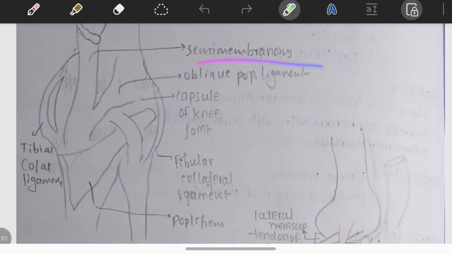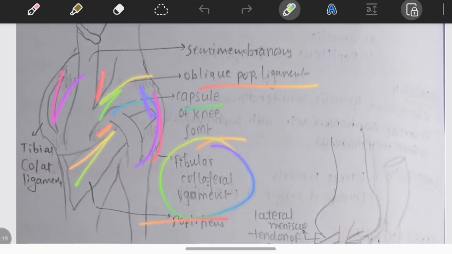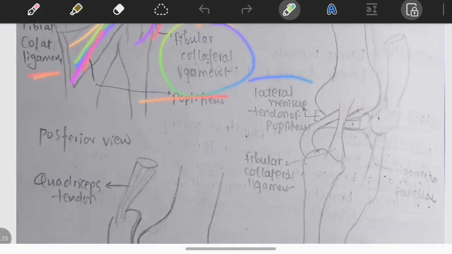Let's see the ligaments. It is the semimembranosus tendon. It is the oblique popliteal ligament. It is the capsule of the knee joint. This is the capsule, and the fibular collateral ligament is present. It is the popliteus tendon, and the tibial collateral ligament is here. In this diagram, the lateral meniscus and the tendon are here, and the fibular collateral ligament.